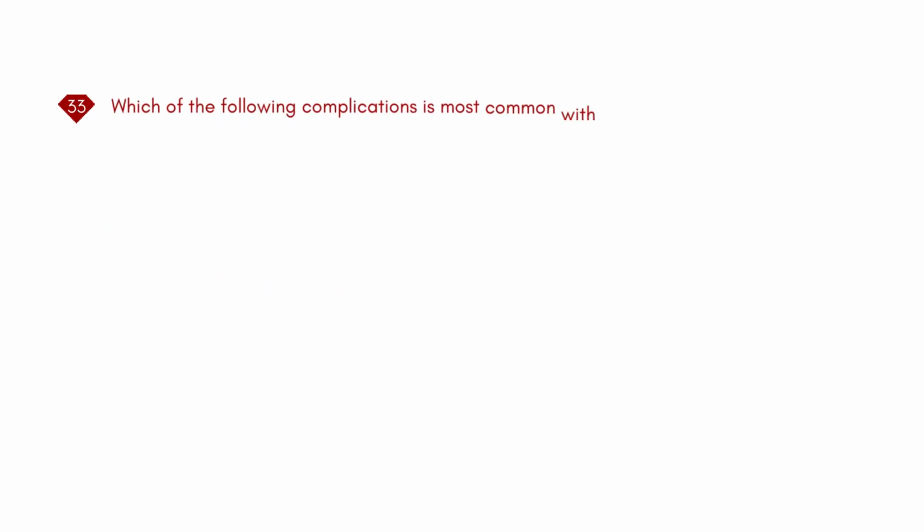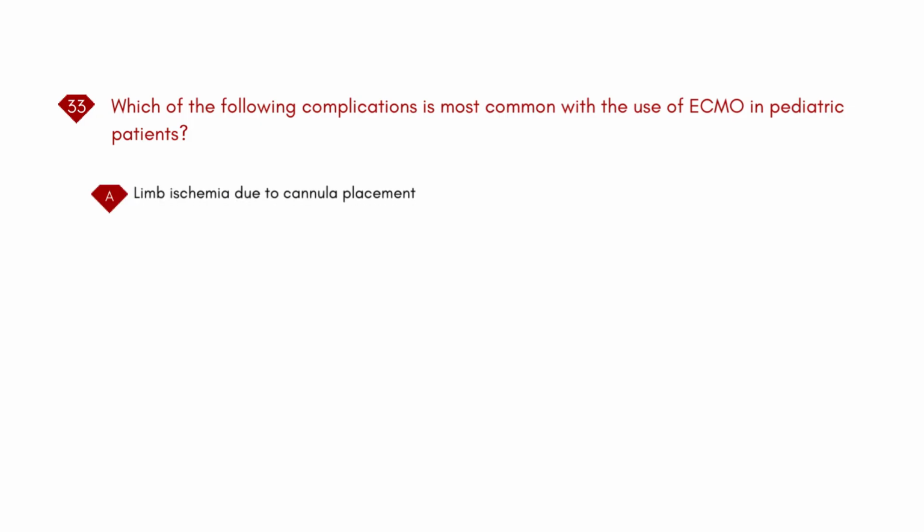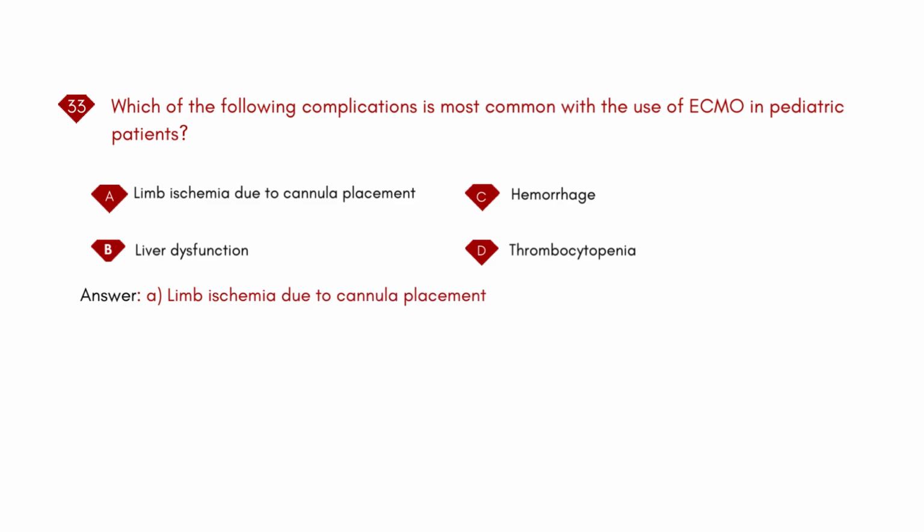Which of the following complications is most common with the use of ECMO in pediatric patients? A. Limb ischemia due to cannula placement. B. Liver dysfunction. C. Hemorrhage. D. Thrombocytopenia. Answer: A. Limb ischemia due to cannula placement.